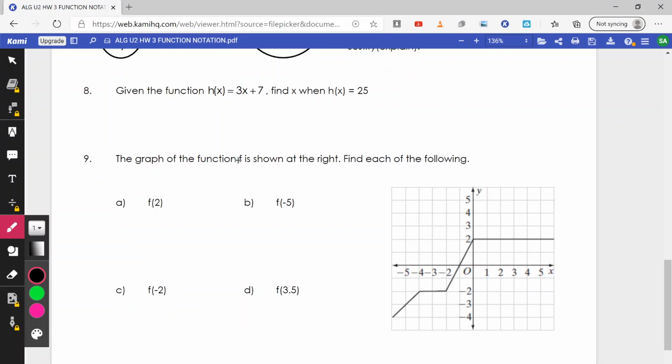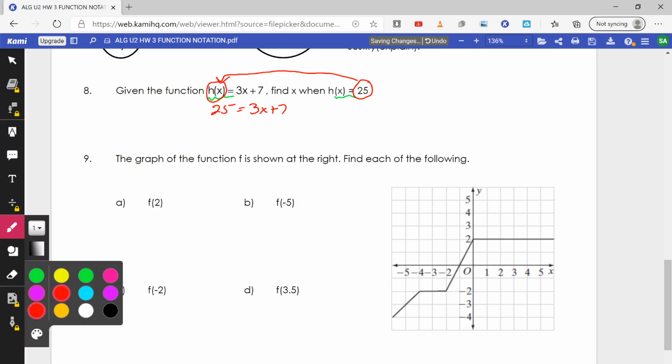8, I'll do 8. Given the function h of x equals 3x plus 7, find x when h of x equals 25. So here we look at what got replaced. We start off with h of x equals, and we are told h of x is equal to 25. So because h of x is equal to 25, this tells me h of x over here gets replaced with 25. So we end up with 25 equals 3x plus 7.